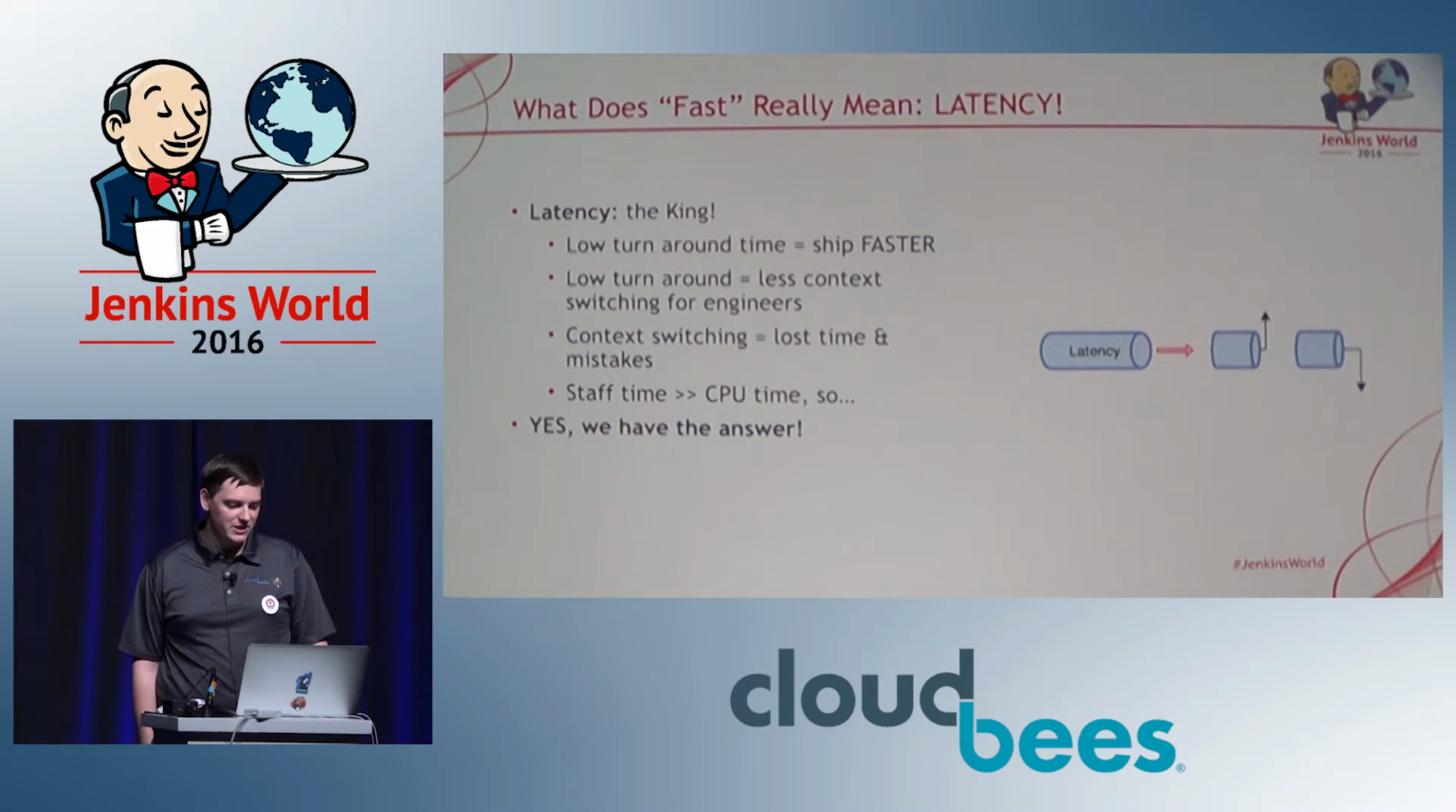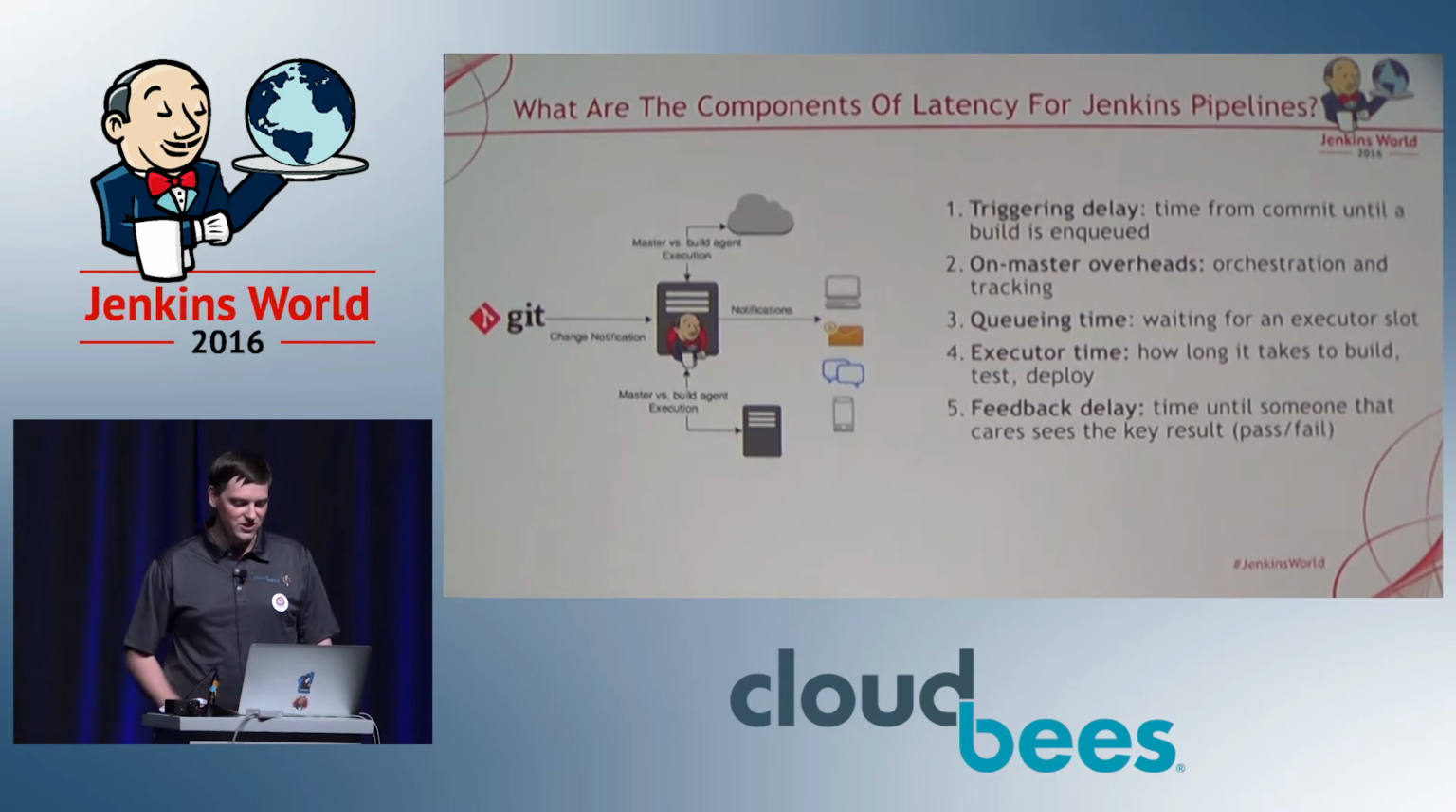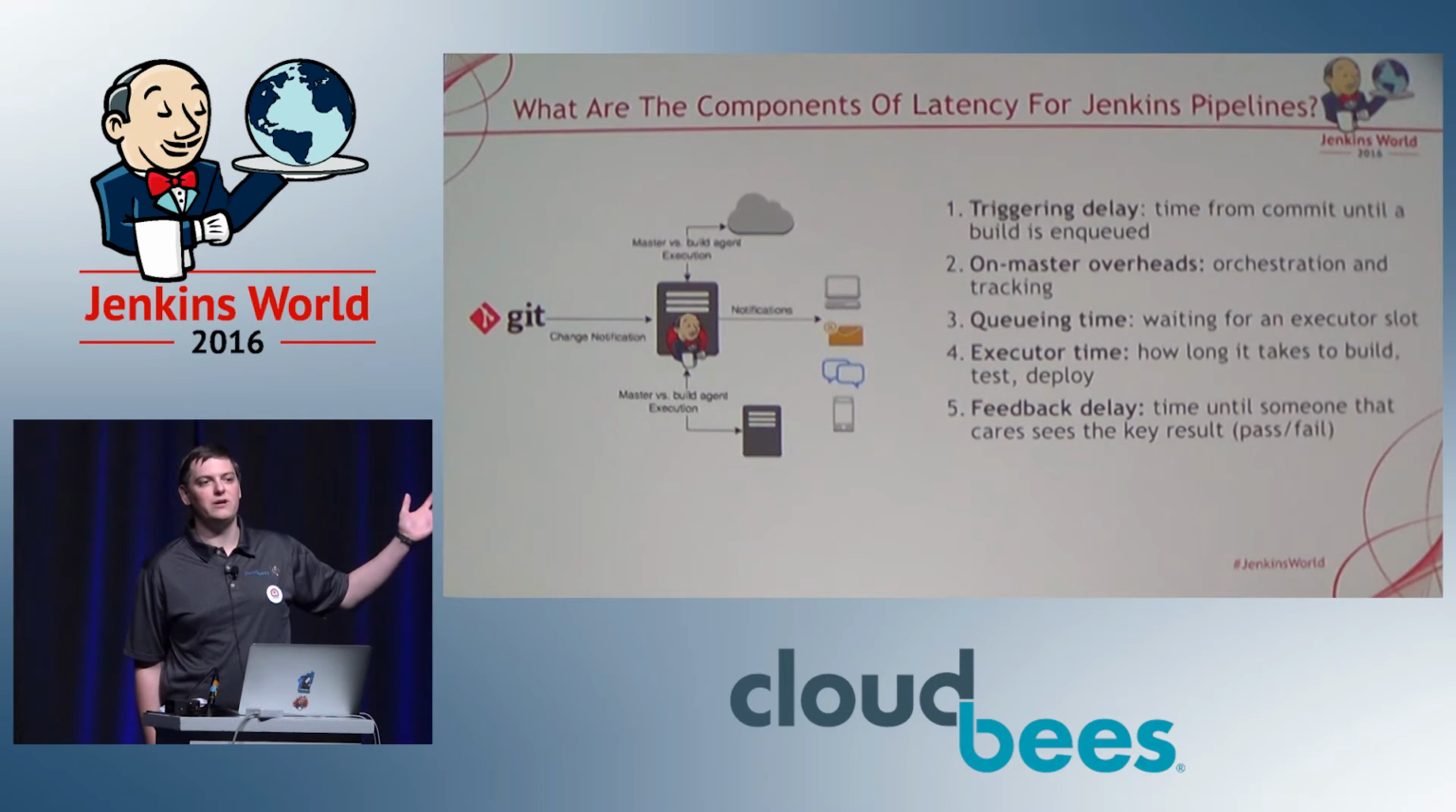So by optimizing for reduced latency, we're reducing context switching and reducing the amount of labor needed. We also happen to ship faster, which is something that is particularly popular with management, I think. That's a nice perk. All right, so this is what we're going to focus on: latency. So as people who work with Jenkins, let's look at what the components of latency are when you're using pipelines.